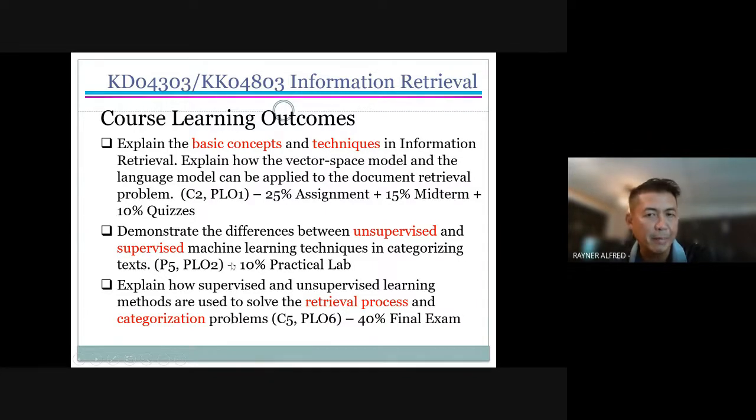Next, you should be able to differentiate unsupervised and supervised machine learning. You will feel like, what is this? What is this term? We will cover this. This will take 10% from your final grade. Okay? You will have a practical lab. And the last one is, you should be able to solve the retrieval process and categorization problem based on what you have studied from week 1 until week 12. Okay? So 40% of your overall grade will be taken as your final exam.